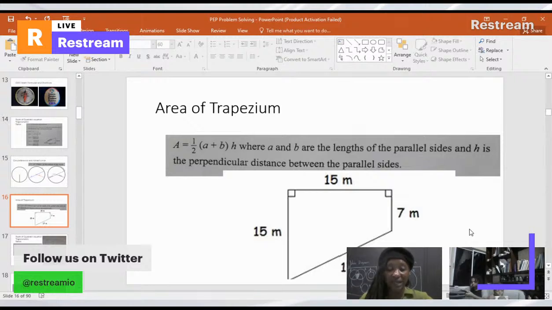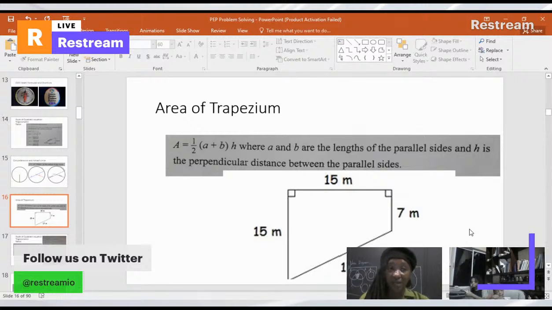So the formula says the area of the trapezium is half bracket a plus b times h, where a and b are the lengths of the parallel sides and h is the perpendicular distance between the parallel sides. So the height would be 15 meters. That's the distance between the 15 and the 7. Remember, the height is the distance between the two parallel sides. Now you might be asking, but what am I supposed to do with the 17?